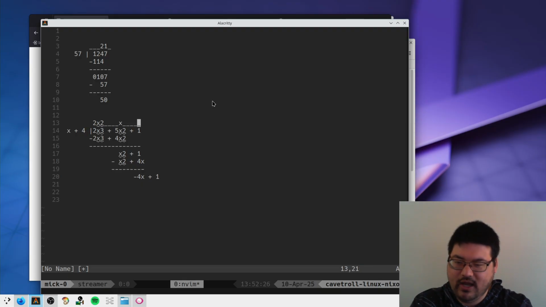You're like, how many times does this go into that? I guess negative 4 times. Negative 4 times, you get negative 4x minus 16. Then you get remainder, negative 15. Wow, we did polynomial long division, right?